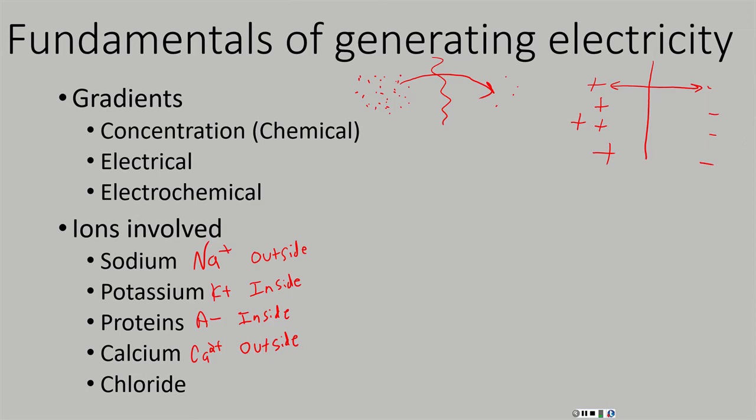And finally, chloride, Cl-. It's got a high concentration outside the cell and a low concentration inside the cell. So there are all of our ions. Some of these we're going to talk about quite a bit, some of them not as much, but this is where they are in higher concentration.